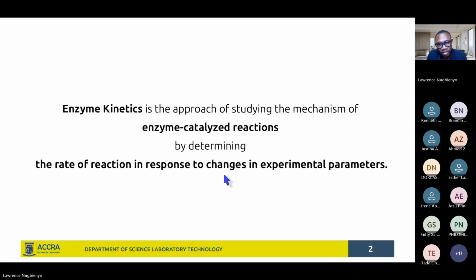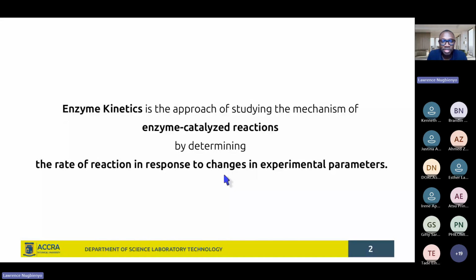Now, kinetic studies on enzymes is basically studying the rate of reactions. That is a way to measure the activity of the enzymes depending on changes of these experimental parameters that we studied earlier. That is the pressure, the pH, the temperature, substrate concentration, and enzyme concentration.